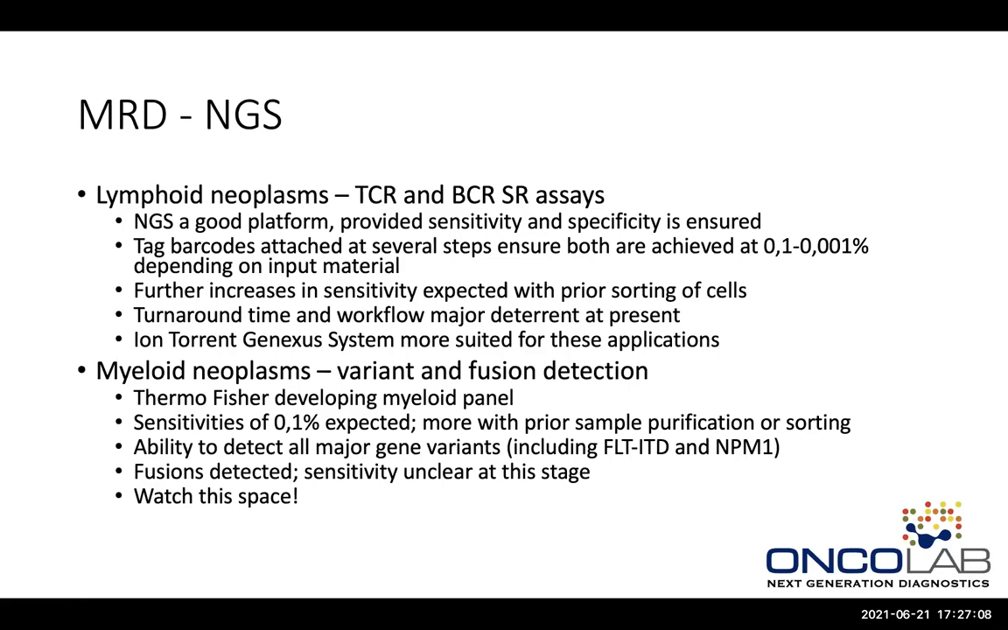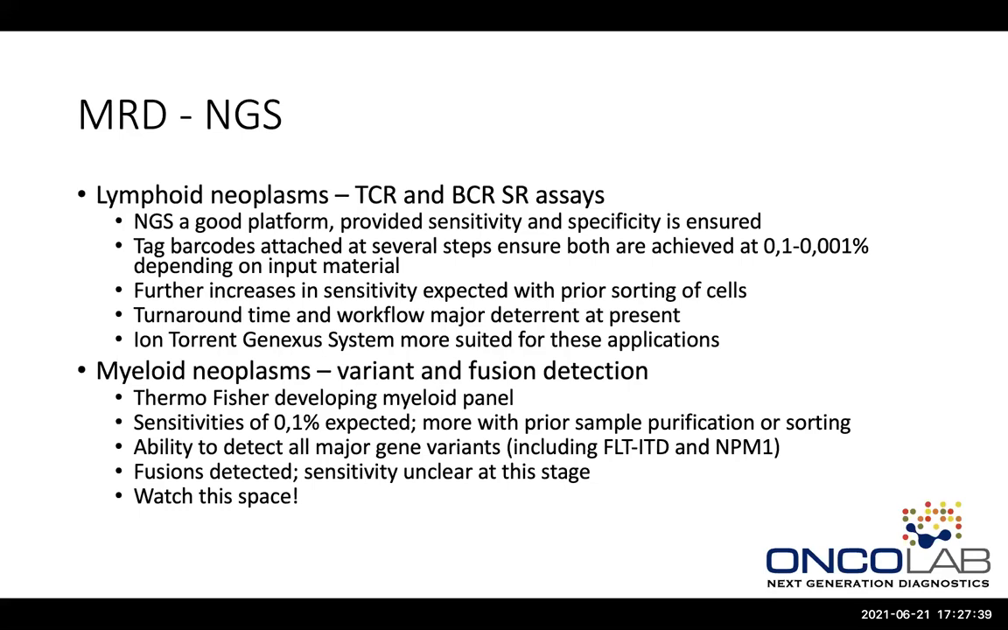The turnaround time is a major deterrent at the moment. I know the pediatric hematologists phone me for MRD reports before I've even received the samples. And so having a week or two turnaround time for this is no good. But we are looking at an Ion Torrent Genexus system, which is a larger NGS system, and one can drop in samples to a certain extent. So with the workflow, one doesn't need to batch as much.